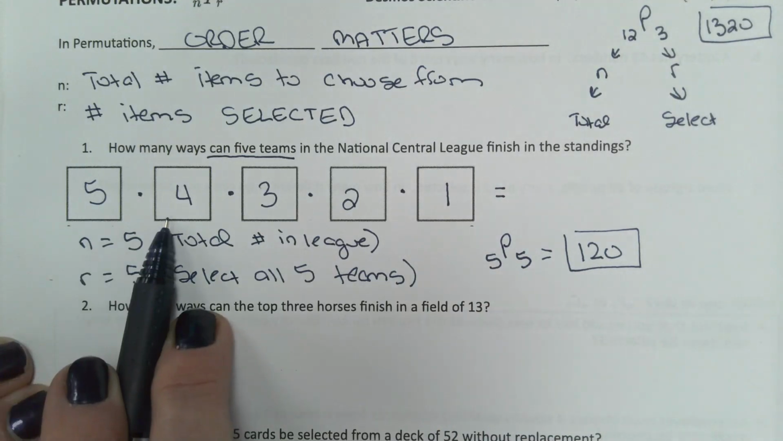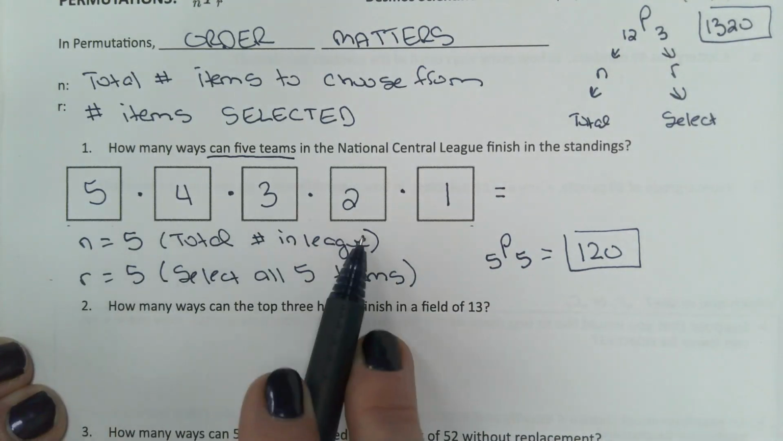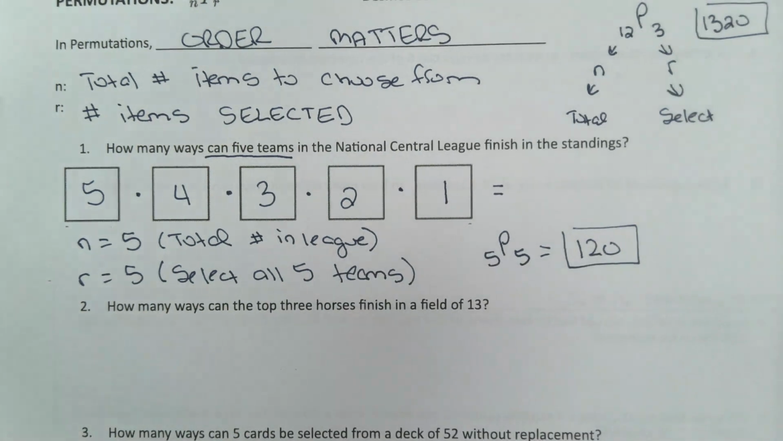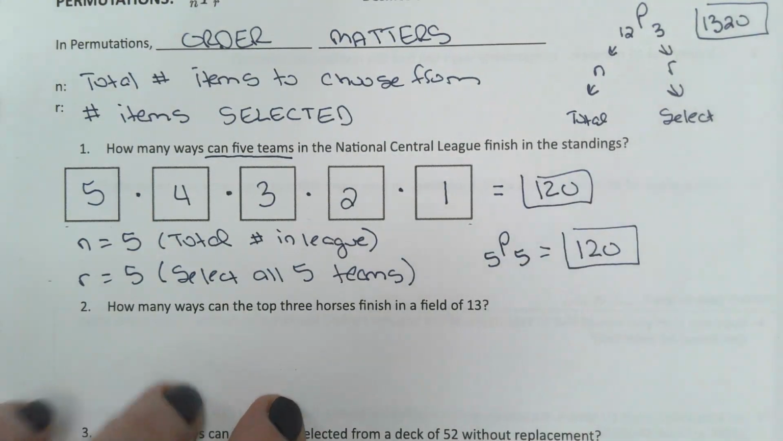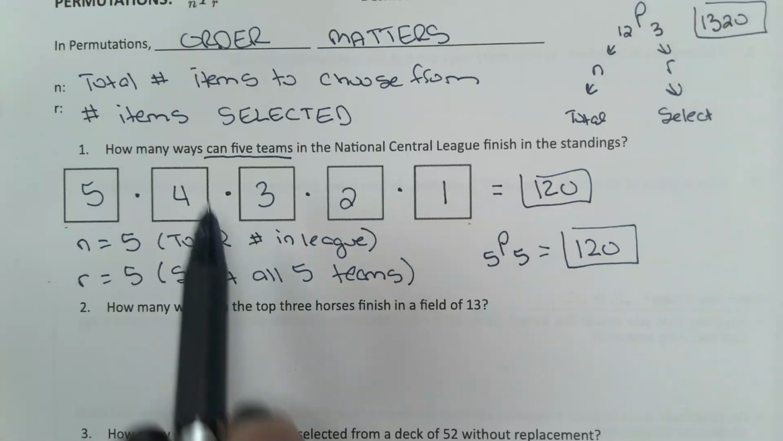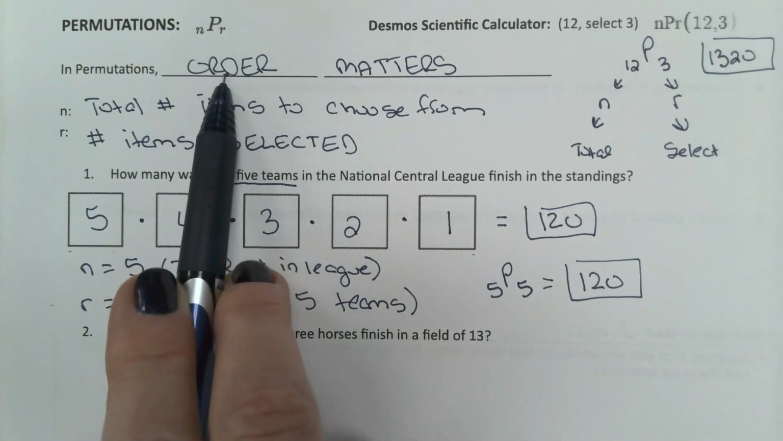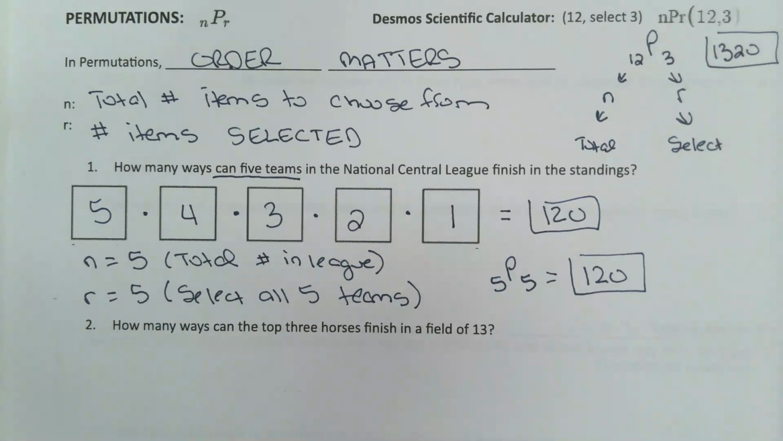Take 5 times 4 times 3 times 2 times 1. Does that in fact match, and do you in fact get 120? Yes. So you have choices here as long as order matters, you can do it a couple different ways.